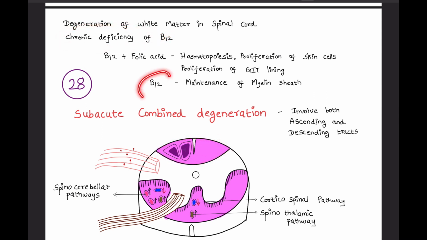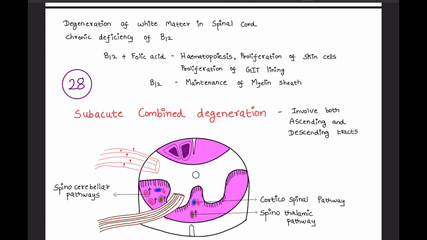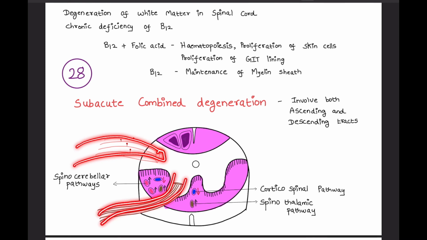The function of vitamin B12 is maintenance of myelin sheath, that is the protective covering of nerve fibers. With vitamin B12 and folic acid, the function is hematopoiesis, proliferation of skin cells, proliferation of gastrointestinal lining. So the degeneration may also be caused by the chronic deficiency of vitamin B12. Here the sensory nerve fibers are spared, that is they are not affected, and also the lower motor nerve fibers are not affected.